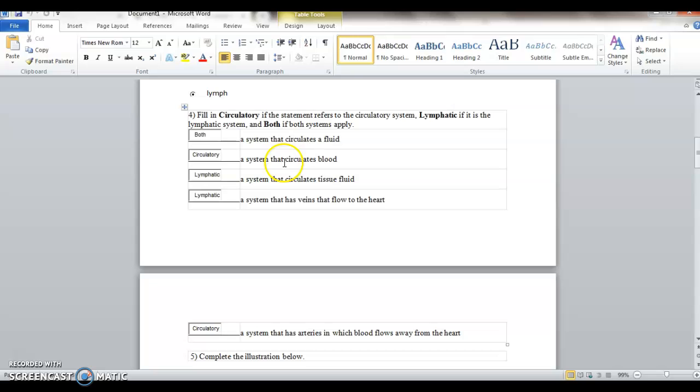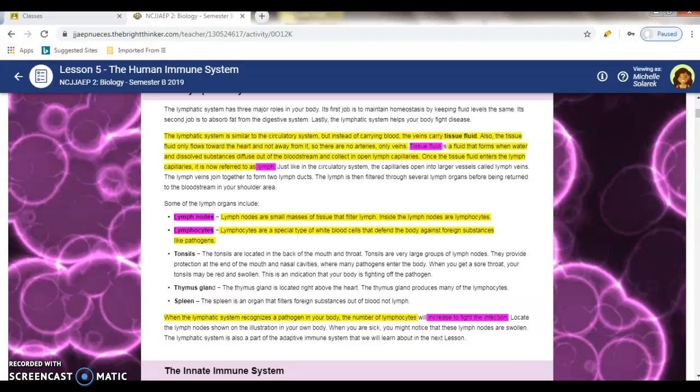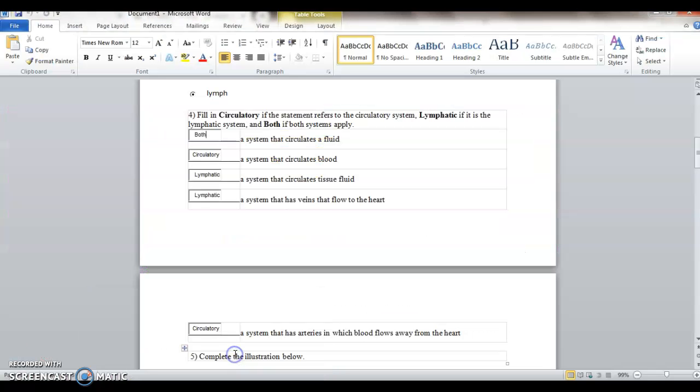In the second one, a system that circulates blood, circulatory of course. A system that circulates tissue fluid, that's lymphatic. And a system that has veins that flow to the heart, lymphatic, and we know this because in the beginning it talks about how lymphatic carries fluids towards the heart and not away from it, so that's how we know it's lymphatic. But in the last one, where it flows away from the heart, that is circulatory.